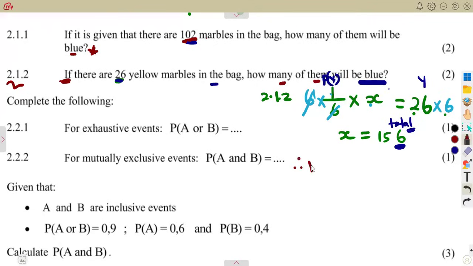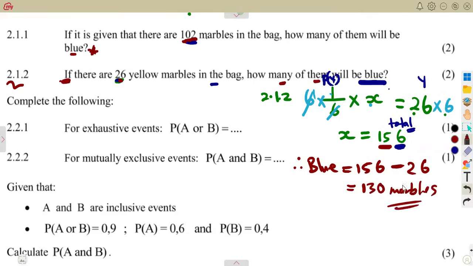So therefore, the blue marbles is going to be the total of 156 minus what? Minus the yellow that we are given, which is 26. The total minus the yellow, because we need to find how many are blue. And that is going to give us 130 marbles. So it means we have got 130 blue marbles.